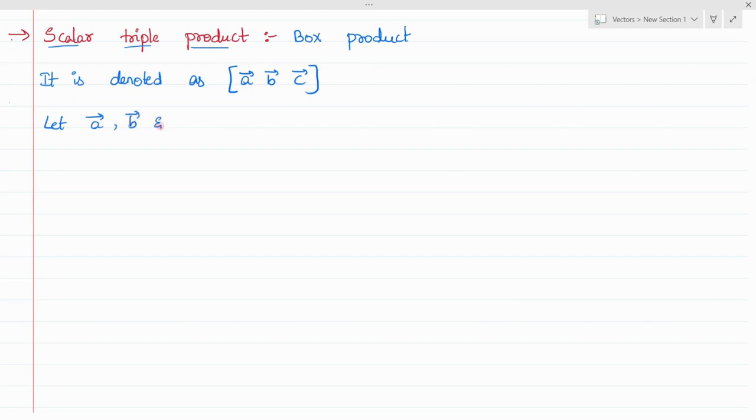Okay, so here, let A, B, and C be three vectors. Then we'll write the box product, that is box ABC, as A dot B cross C. This is how we calculate the scalar triple product.